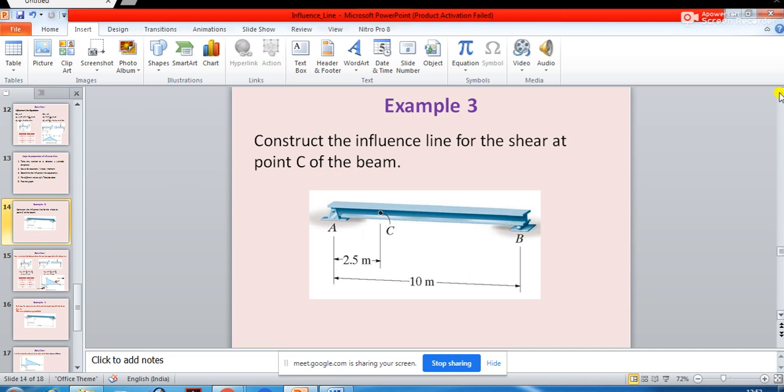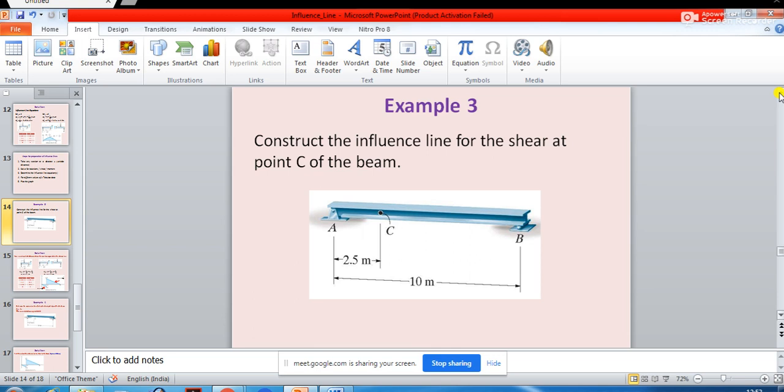Example 3. So we have understood reaction, and we have understood influence line of moment. Now let us try to understand influence line for shear. In this problem you will see that the shear force diagram and the influence line diagram for shear will not be exactly the same. That you will understand.